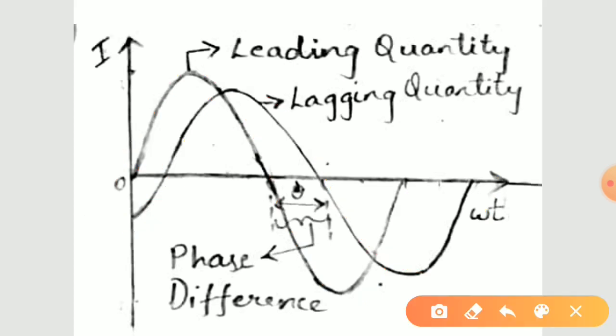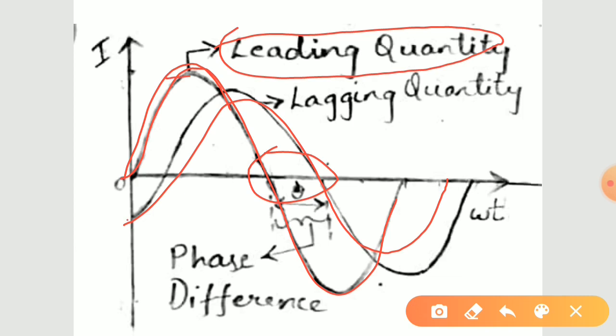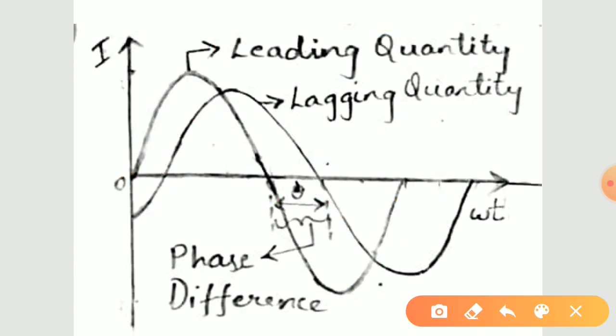Phase difference can be defined as follows: if two curves are not passing through their maximum value or zero value simultaneously, they are said to have a phase difference. The first graph has a leading quantity with a maximum peak point, while the second graph has a lagging quantity. There is a difference in their peak points, as well as at their zero reference point, there is a phase difference of angle theta.